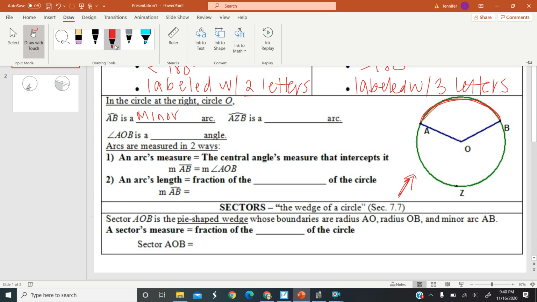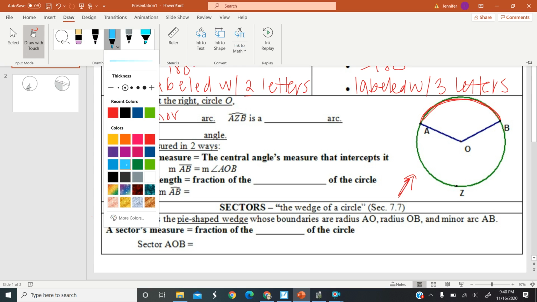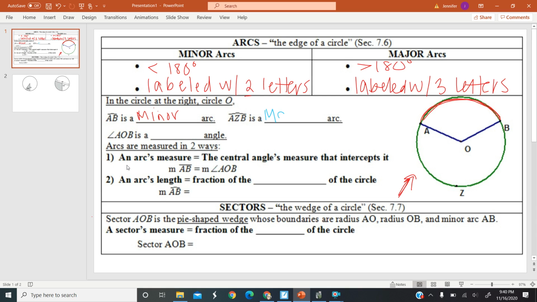Let's change our color here. Then we have AZB as our other arc, and AZB, labeled with three letters, is going to be a major arc. For that major arc, the Z that's down here at the bottom is what's helping indicate that we're going the long way around the circle from A to B. We need to cross through Z. So that would be a major arc.